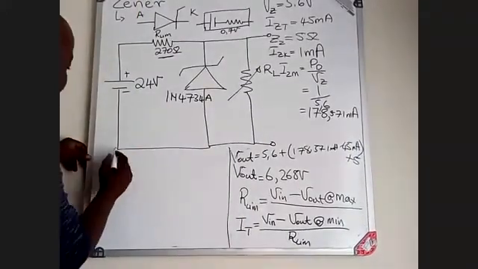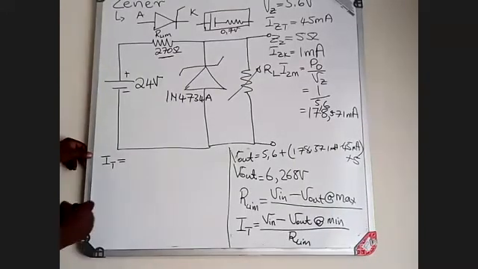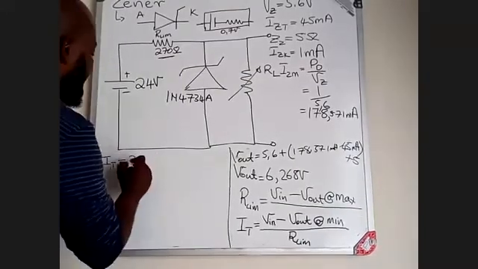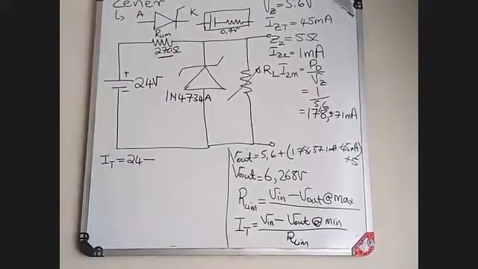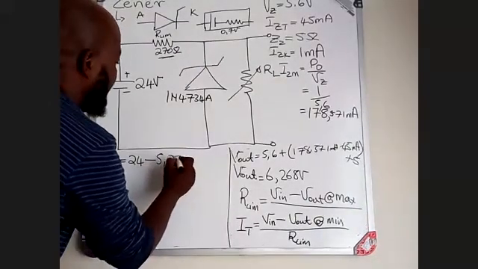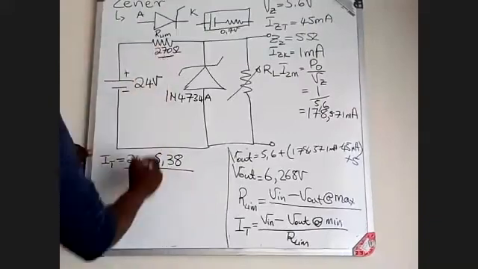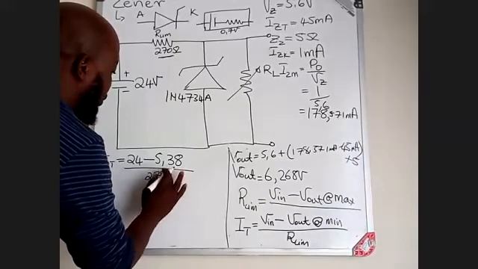Then you're going to say, now my I total will be given by, what is your V in? Your V in is 24 volt. What is your V out at minimum? What is the value that we find at V out at minimum? 5.38. 5.38 divided by 270 ohm.